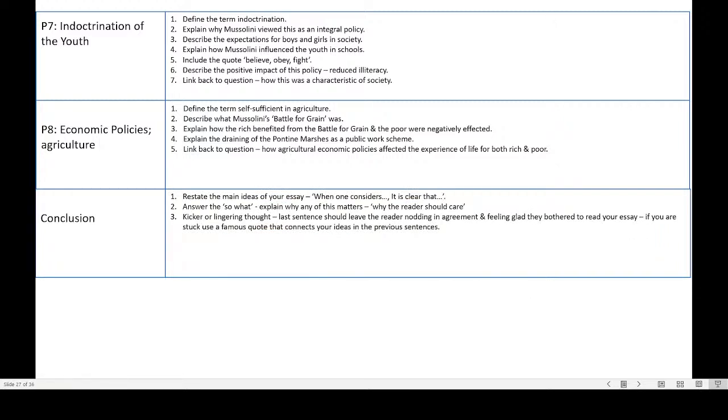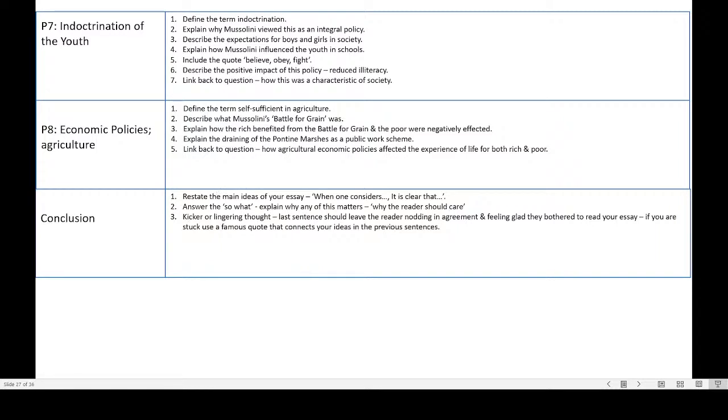So in our conclusion, maybe I'll go through that really quickly, but I'll show you how I write a conclusion. We restate the main ideas of our essay. "When one considers..." it is clear that we answer the "so what" question. So we need to explain why any of this matters, why the reader or the examiner should care about what they've just read. And then the last thing we need to do is include a kicker or a lingering thought.